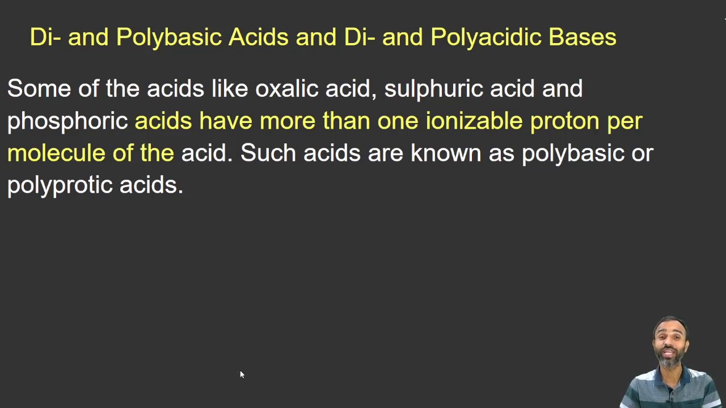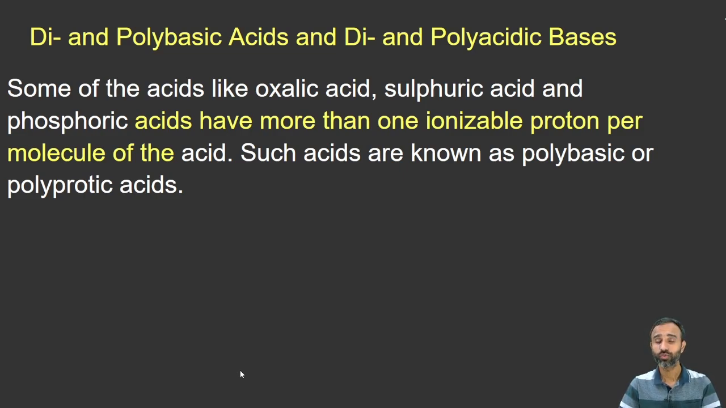Today we have a very interesting topic and most of the students requested me for this particular topic. It is di and polyprotic acids and di and polyacidic bases. So di and poly, as the name suggests, di means two, acid means which gives H plus ions.